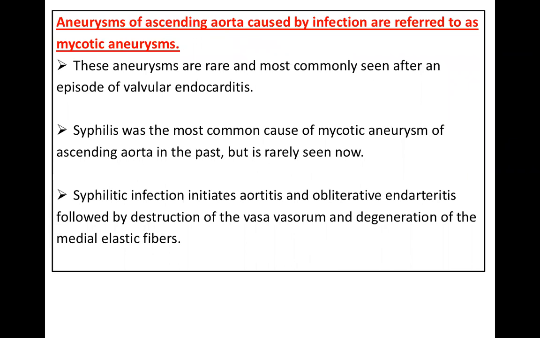Aneurysm of the ascending aorta, referred to as mycotic aneurysm, is rare, most commonly seen after an episode of valvular endocarditis. Syphilis was the most common cause of mycotic aneurysm of the ascending aorta, but is rarely seen now. Syphilitic infection initiates the aortitis and obliterative endarteritis, followed by destruction of vasa vasorum and degeneration of the medial elastic fibers.